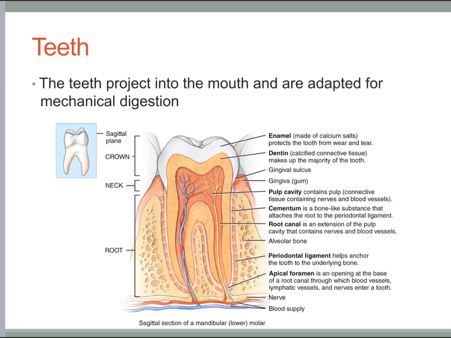The outermost important part of our teeth, at least from a visible perspective, is the enamel. It is made up of calcium salts. Its job is to protect the tooth from wear and tear. You can damage this enamel by drinking too much coffee, by smoking.